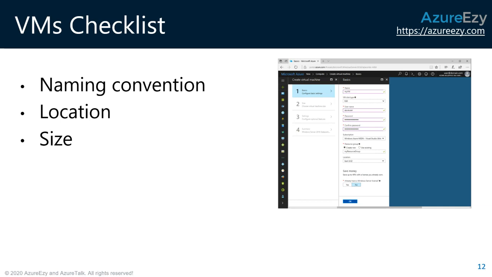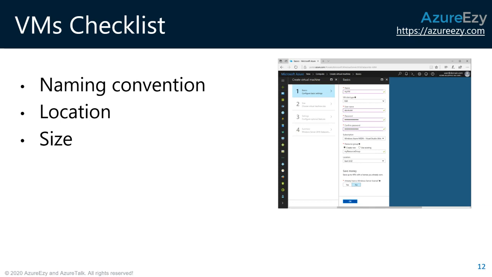Size is about what hardware you are going to get from Microsoft in terms of CPU and RAM. When you go to the size, you will get a lot of options, and you need to select one of them. Now, which option are you going to select? During your learning, you definitely can select any one of the options, and if you have appropriate credit in your Azure, then you will be able to deploy that.